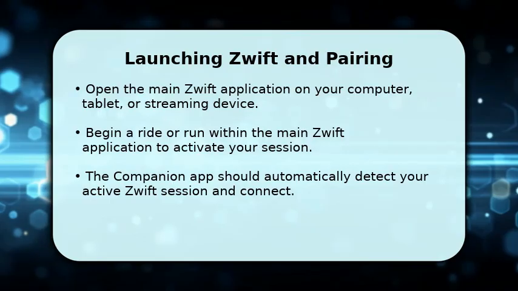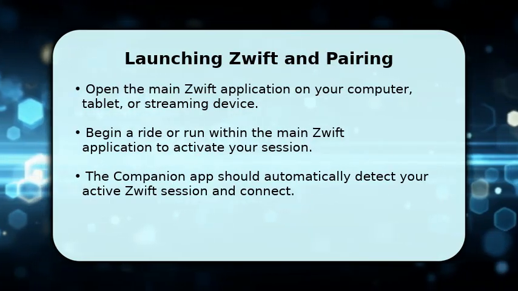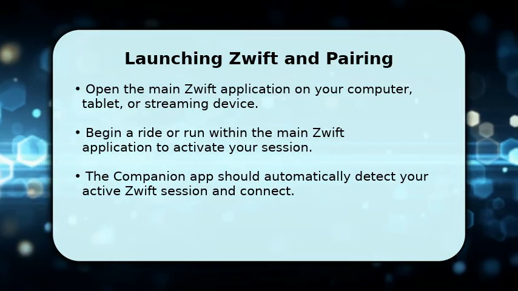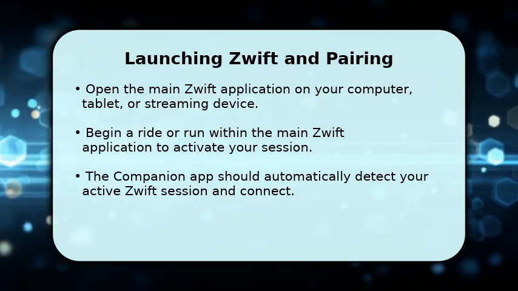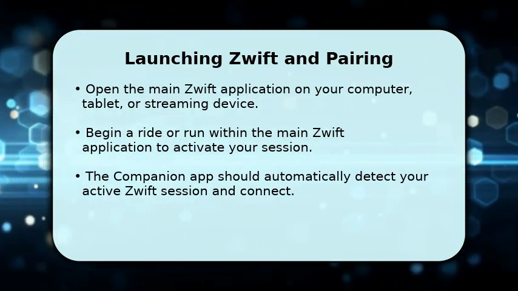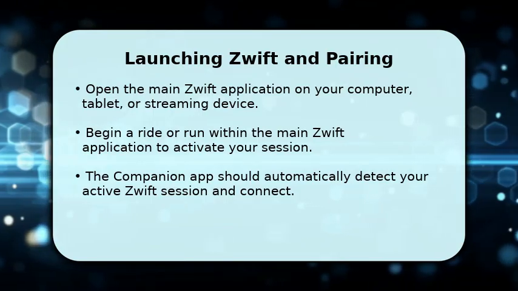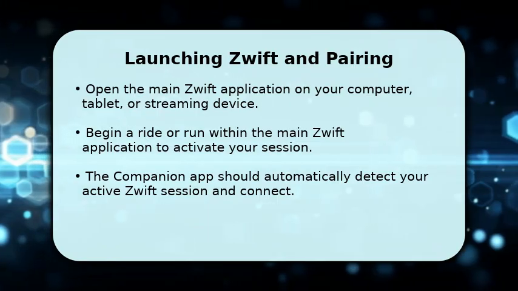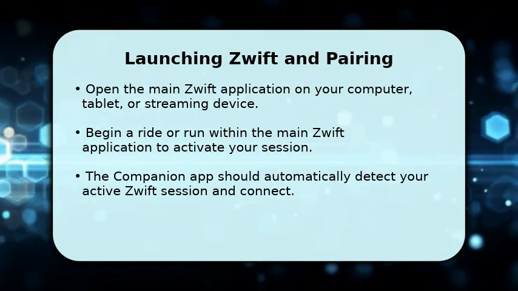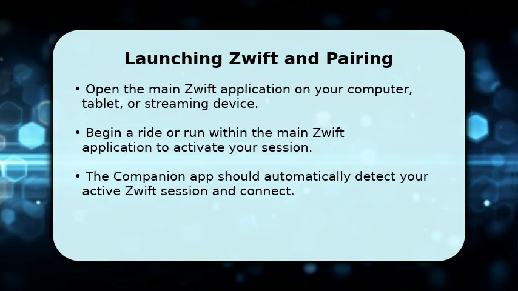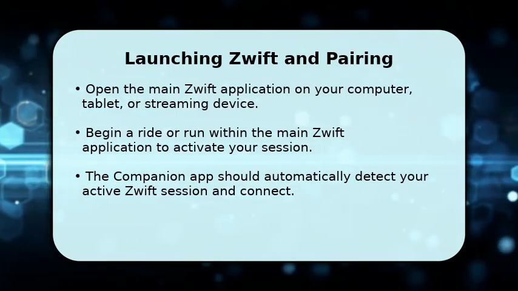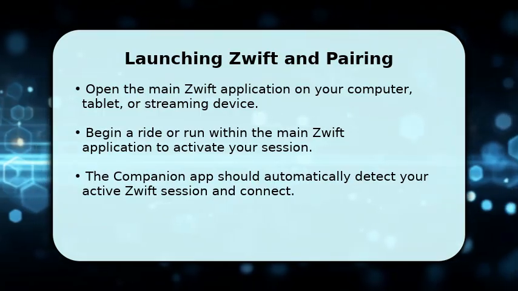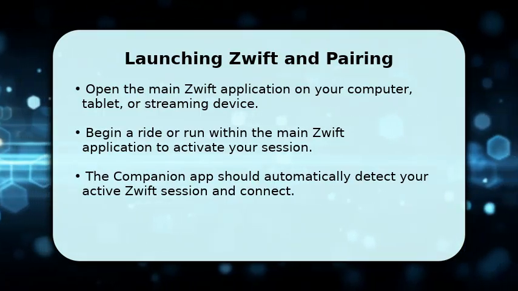Once you have the companion app ready, the next step is to launch your main Zwift game. Open the Zwift application on your preferred device, whether it's a computer, Apple TV, or another compatible system. Start a ride or run, and the companion app should almost instantly detect your active session. You will see your avatar and real-time ride data appear, confirming a successful connection. This seamless pairing allows you to control many aspects of your ride.